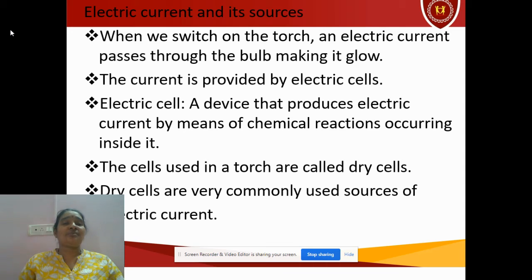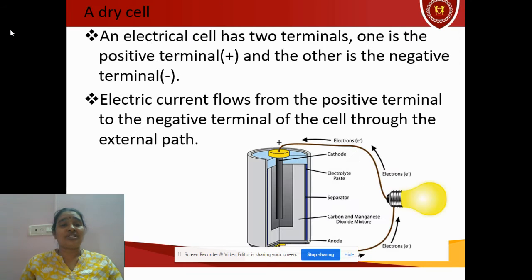So what do we mean by a cell? An electric cell is something that produces electric current by means of chemical reactions. When I explain the dry cell, you will understand it in more detail. The cells that are used in the torch are called dry cells. Whenever you open the battery compartment of a torch light, you will find two dry cells like that. A dry electrical cell has two terminals, one positive and the other negative. At the top part it is positive, and at the bottom part it is negative.